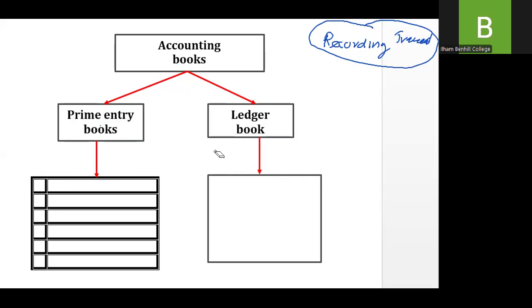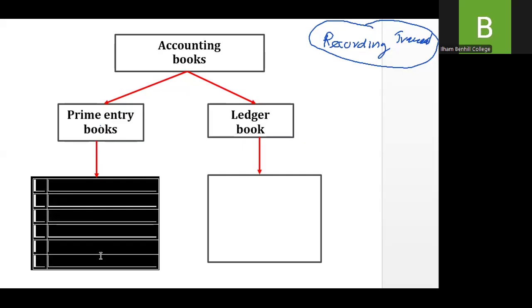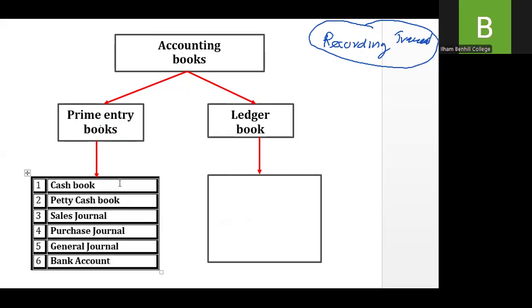So let me quickly go to the prime entry books, since most of you might know them. Let us see what the 6 prime entry books are. Remember, there are 6 prime entry books for your syllabus. You can easily remember like this: cash book, petty cash book, then 3 journals: sales journal, purchase journal, general journal. So 3 plus 2, and the last one is bank account.